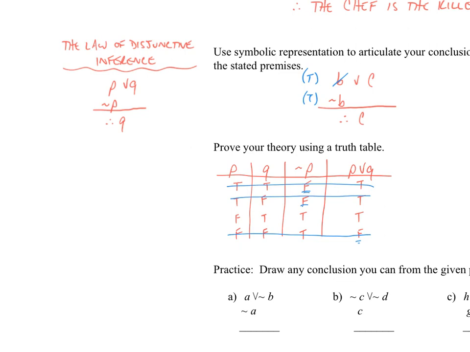And it turns out that if your disjunction is true and not P is true, then what has to be true about Q? It's got to be true. And this is the idea behind making this claim. But now we don't have to explain it out in words. We can just refer to the law of disjunctive inference in our reasons for any proof.